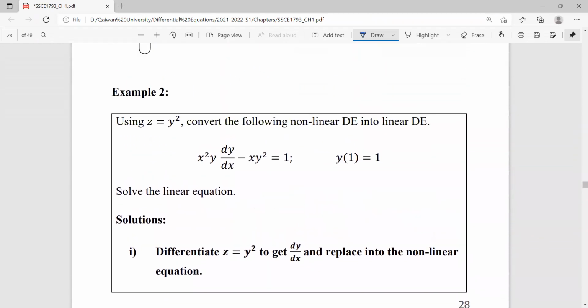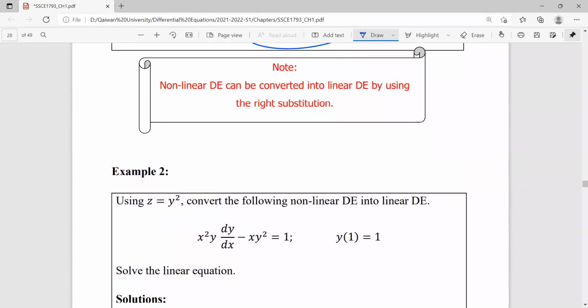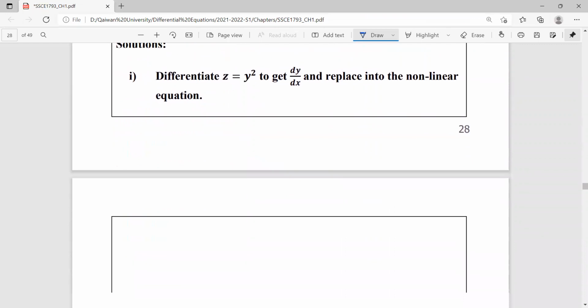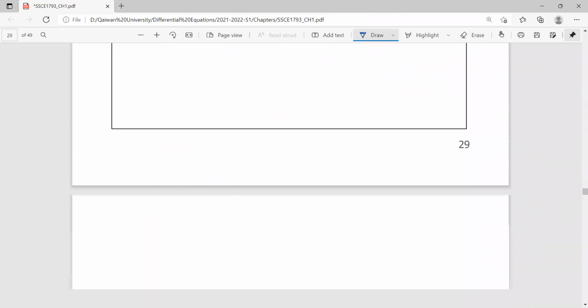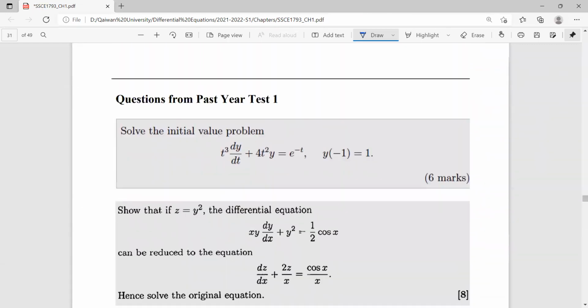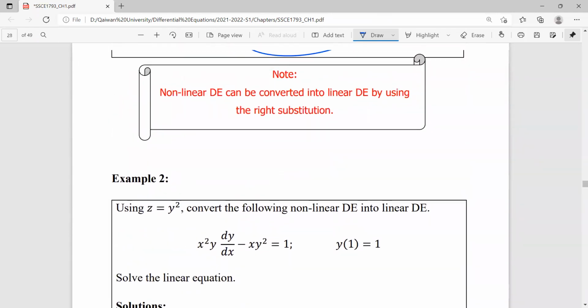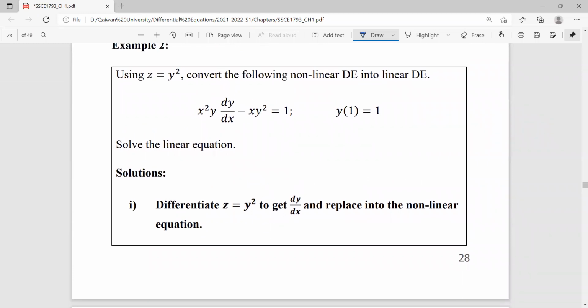And now we have the example. Let's solve this. We have time, we can solve it in 5 minutes. It says by using z to be y squared, convert the following nonlinear differential equation into a linear differential equation, and then solve it.